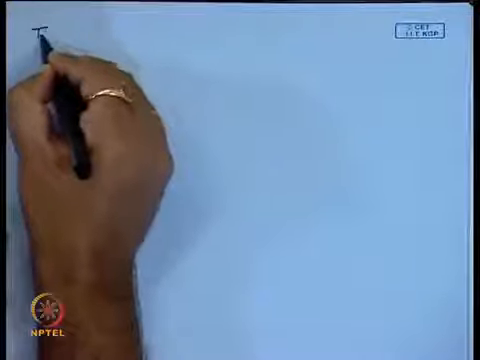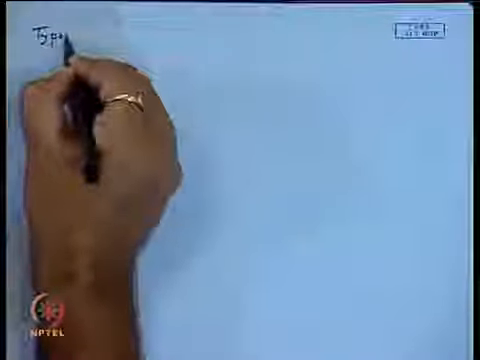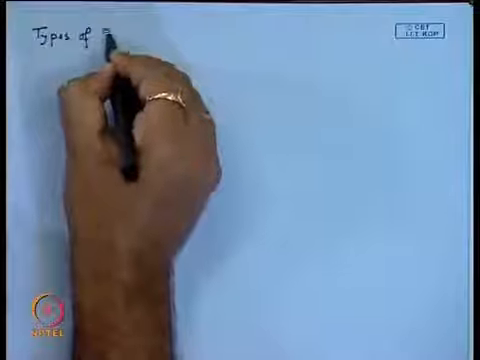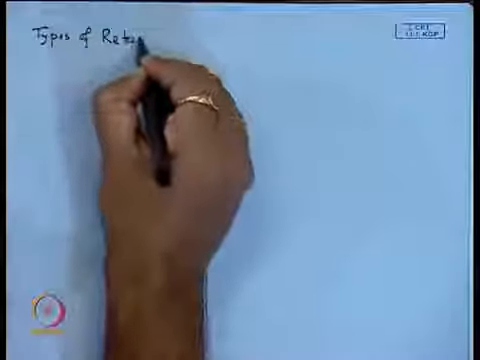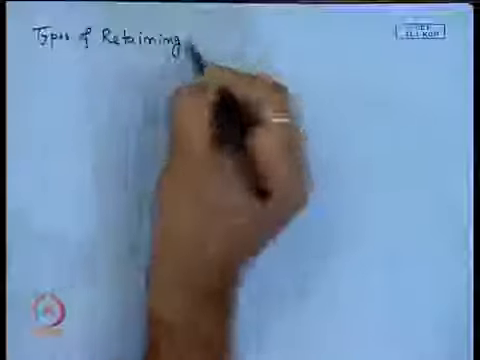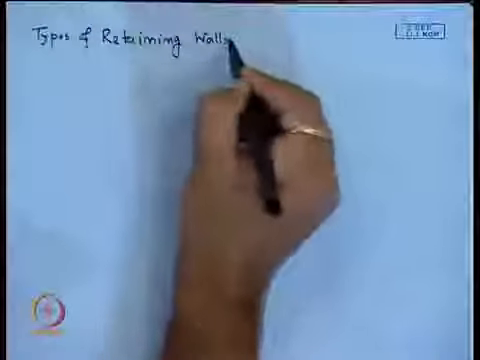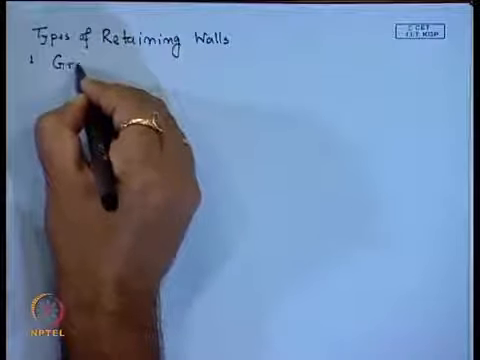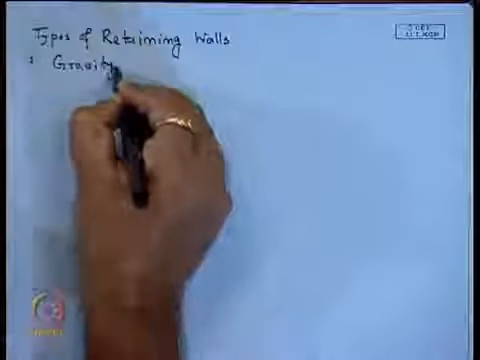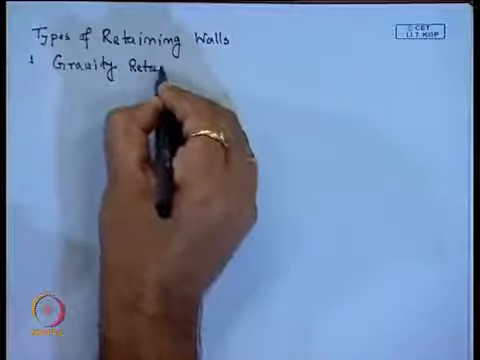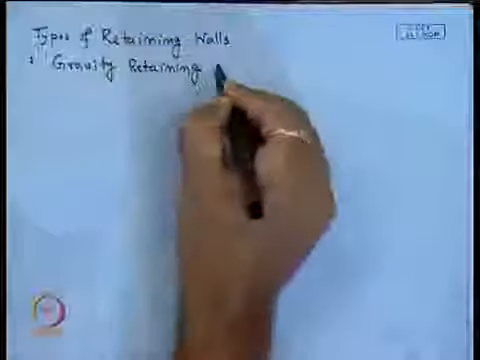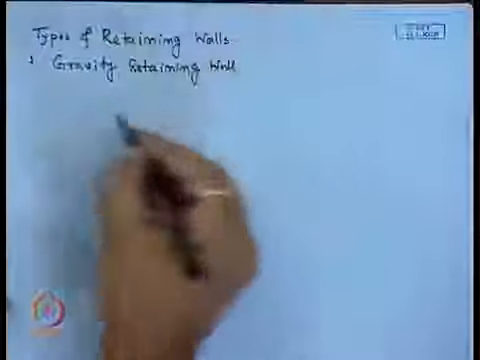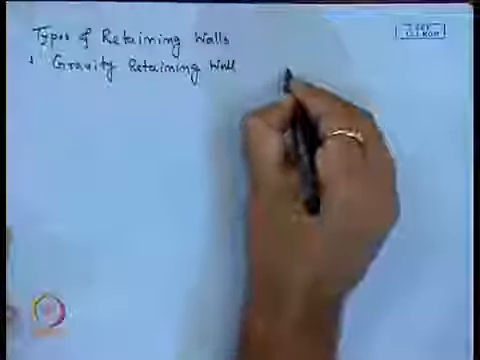Those things will be discussed in this class. First, I will discuss the different types of retaining wall. So, first, the types of retaining wall. The first one is the gravity retaining wall. Where we can go for this type of arrangement.